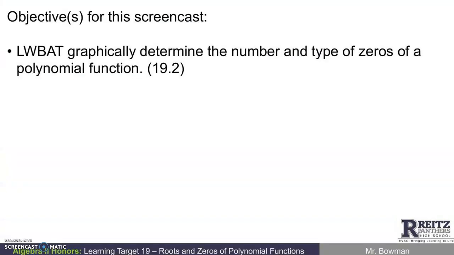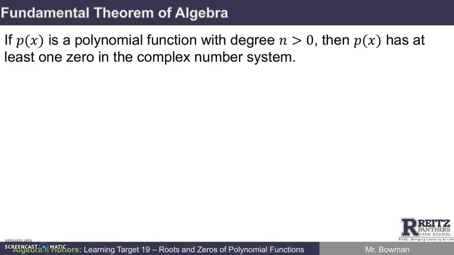The objective of this screencast is learners will be able to graphically determine the number and type of zeros of a polynomial function. So we're going to talk about the fundamental theorem of algebra. You know, the word fundamental means basic or important. The important theorem of algebra.